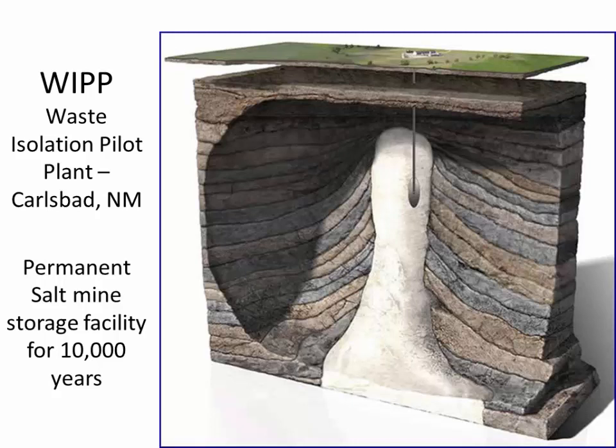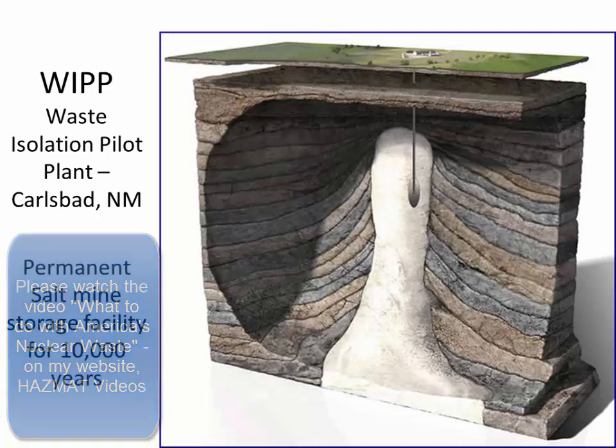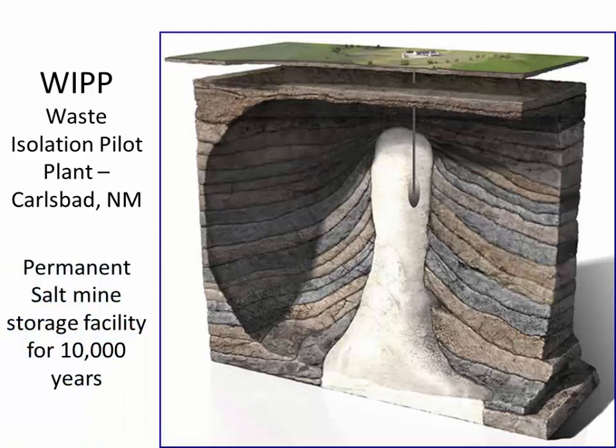All right, but I like this picture because it shows a salt deposit, and you can kind of get a sense for this. But there's a video that I'm going to want you to watch, and it's called What to Do with America's Nuclear Waste. It's on my website under this unit's videos. So you're going to want to know about the WIPP storage site, which stores not high-level nuclear waste, but more so low-level nuclear waste and TRU waste, that transuranic waste developed during America's nuclear program.